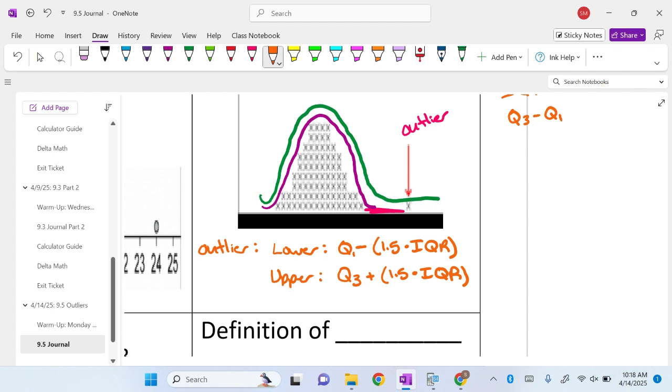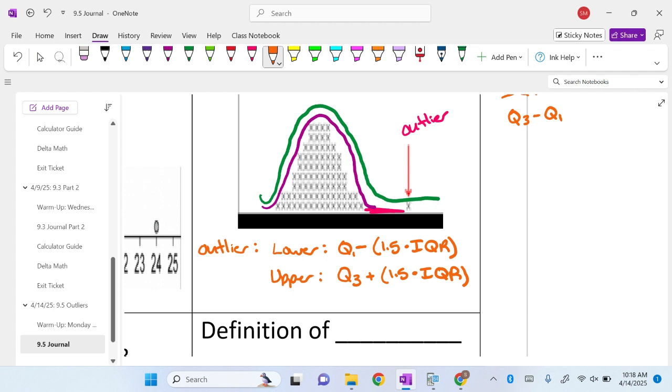On the other side, we have our higher whisker. So let's say the Q3 was 100. And this was 120 when we did our formula. That means any number higher than 120 would be considered an outlier. So for example, 130 would be a dot because it's an outlier.